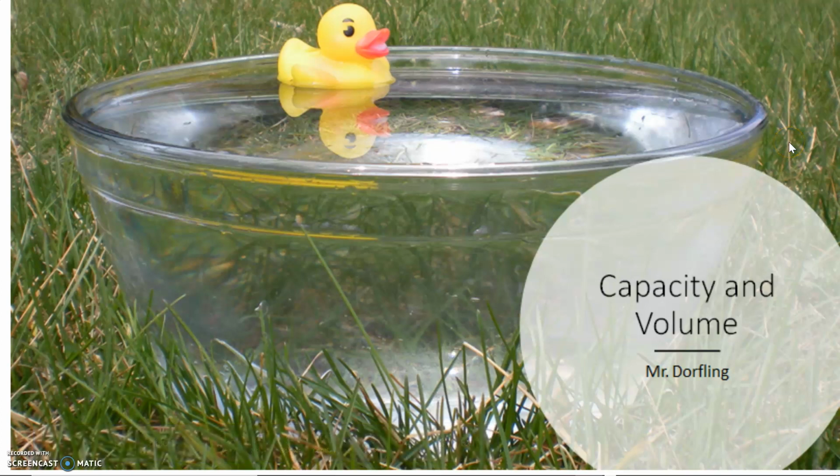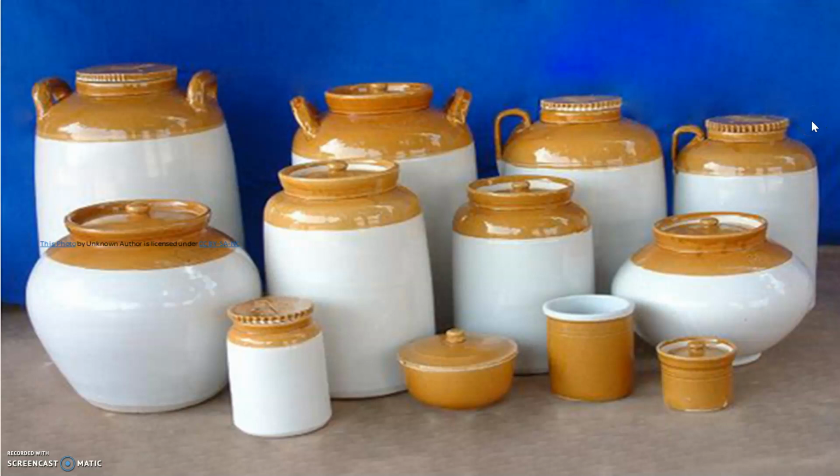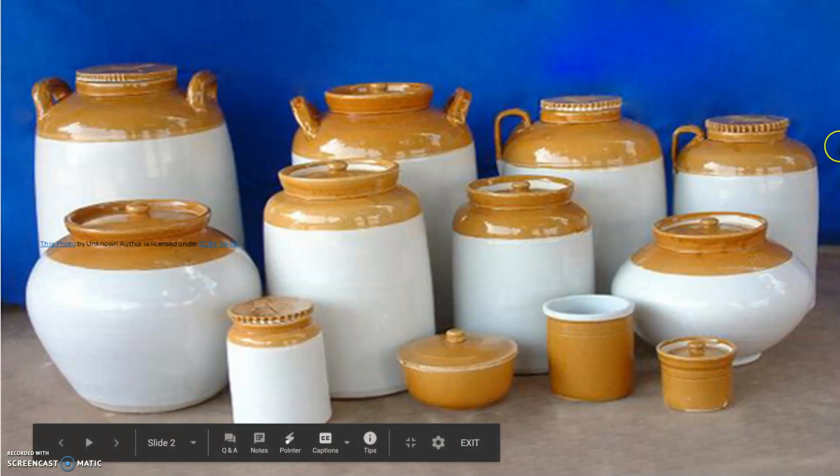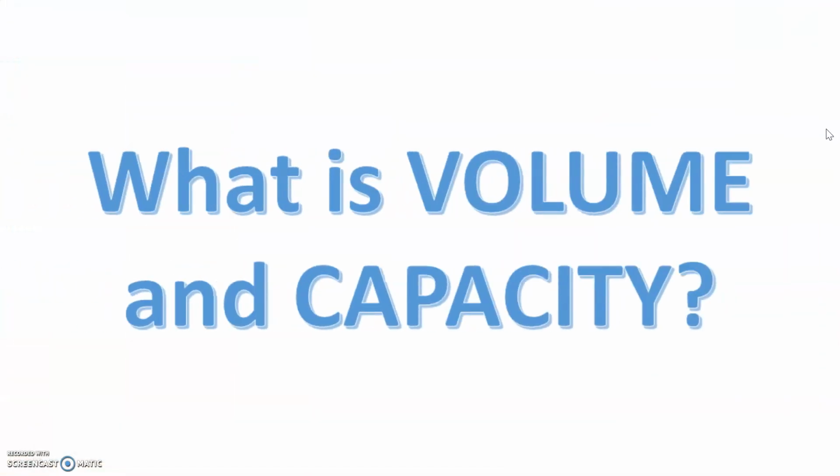Dorflin. Today we're going to sort out the difference between volume and capacity. On my front cover, I have a container filled with water to its capacity, small little ducky swimming around. In the olden days, people used to use many different containers to measure volume and capacity. The problem they had is they could not measure it accurately. So they come up with a plan. So we need to find out what is volume and what is capacity.